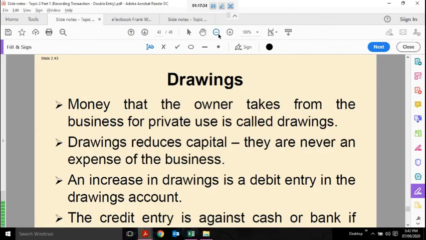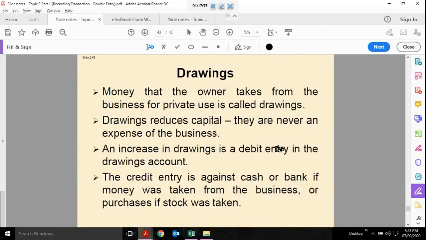Okay, now for the drawings. So for the drawing, we open one drawing account lah. Okay, one account. So basically, drawings that the owner takes, money that the owner takes from the business for private use, is called drawing, and it's not only limited to money. It can be the product, okay, the goods, yeah. And then drawing reduces capital. They are never an expense of the business, because you use it for your personal use. So an increase in drawing is a debit entry in the drawing account.